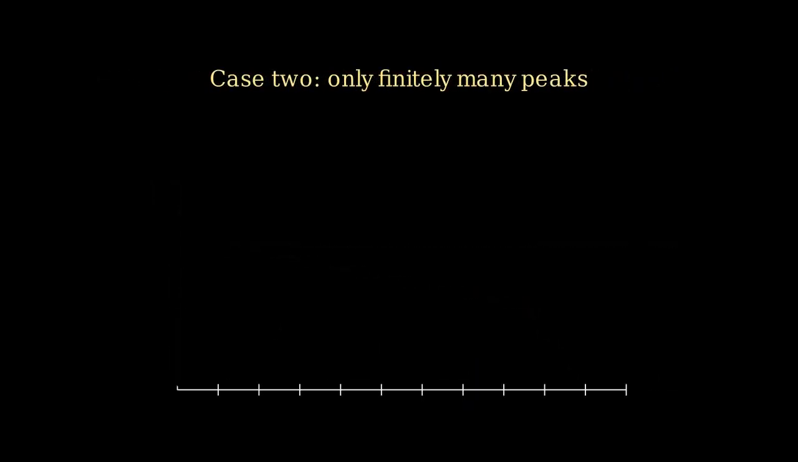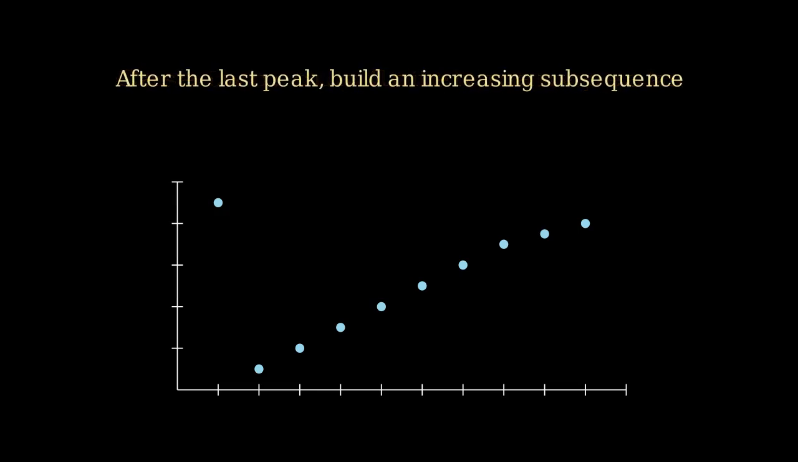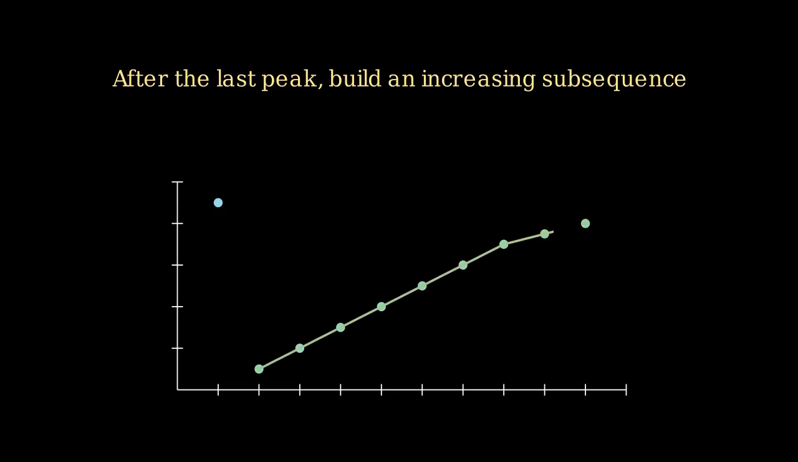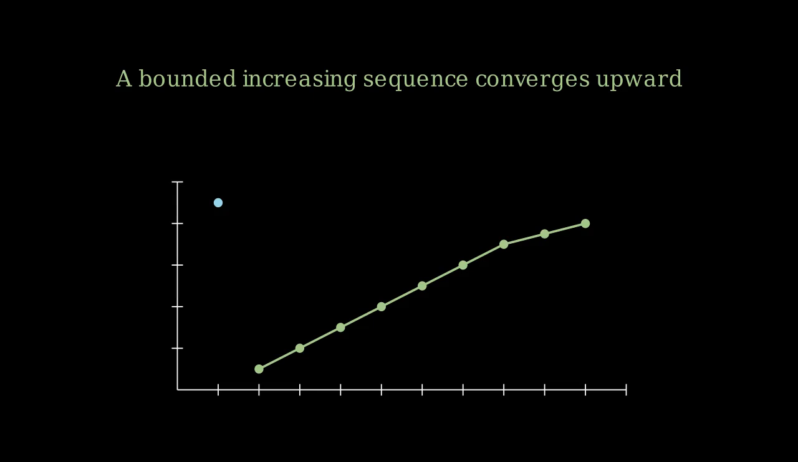Now suppose instead that there are only finitely many peaks in total. Then after the last peak, every term that follows is not a peak, which means for each of these later terms, there is always some even later term that is bigger than it. We use this fact repeatedly to build a subsequence where each chosen term is bigger than the one before it, giving us an increasing subsequence. Since the original sequence was bounded above, this increasing subsequence is also bounded, and a bounded increasing sequence must always converge upward to some limit.